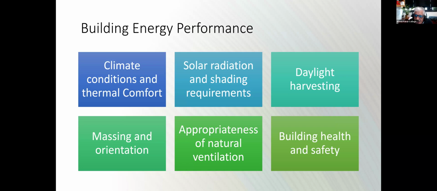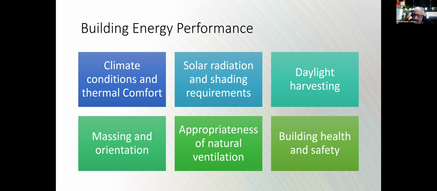Appropriateness of natural ventilation. I mentioned that if you are in an industrial zone with high pollution surrounding the buildings, then obviously natural ventilation may not be an option for you. But in a lot of areas in California, you can take advantage of natural ventilation and also use fans to recirculate and make temperature uniform within the conditioned environment.